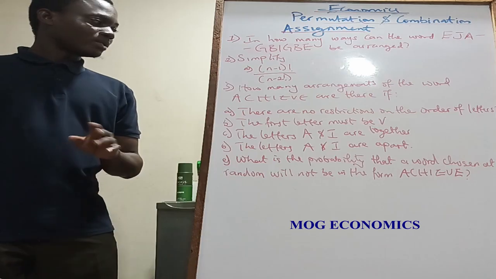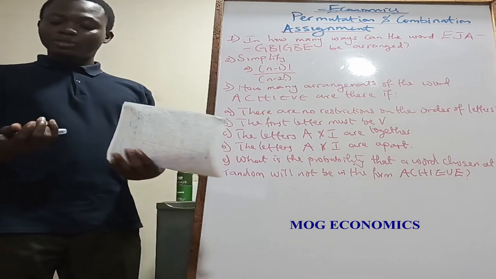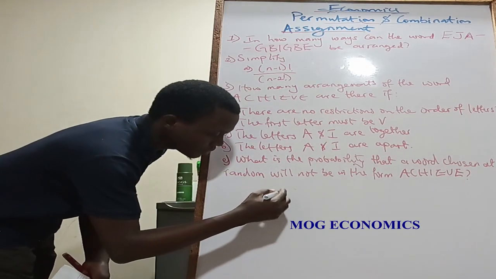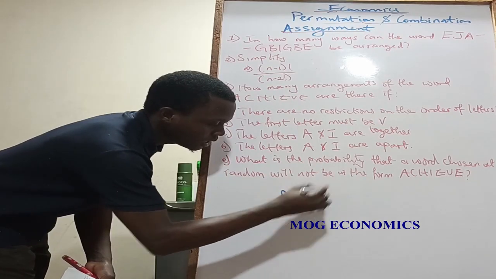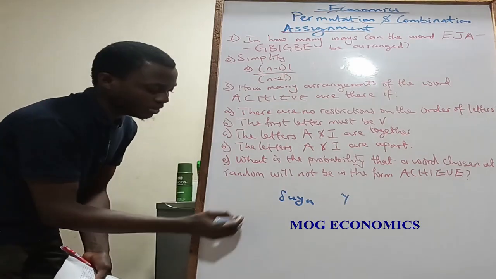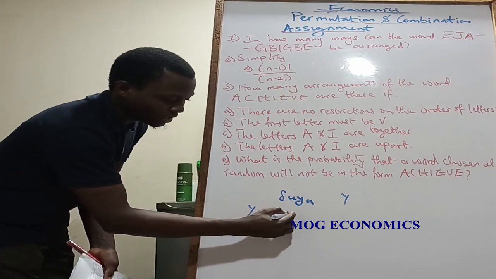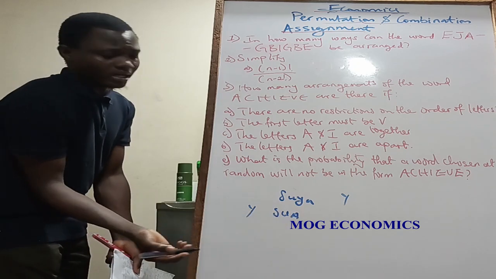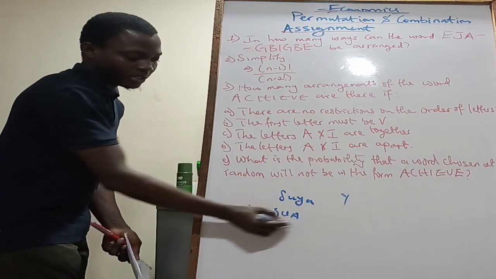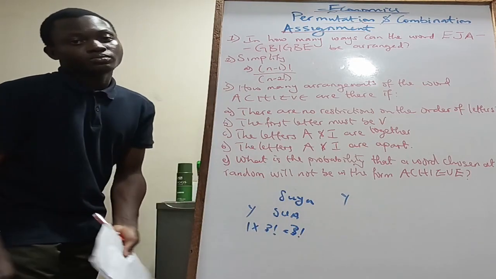Now B, if the first letter must be a V. Now what does that mean? Let me give you an example of how to solve that. If you have Suya, for example, and the first letter must be a Y, you understand? It simply means you already picked Y, so the rest, SUA, is what you are rearranging. Y is already there, Y is already out. So it's like 1 multiplied by 3 factorial. So your answer is going to be 3 factorial. You feel me? So that's the way.